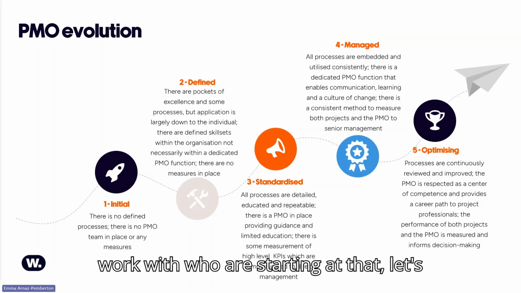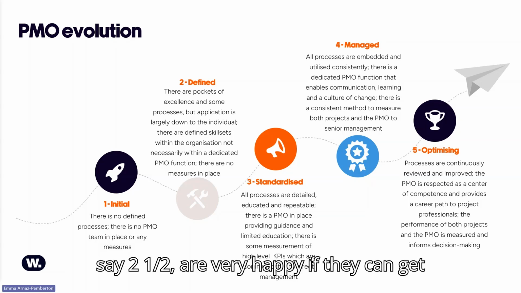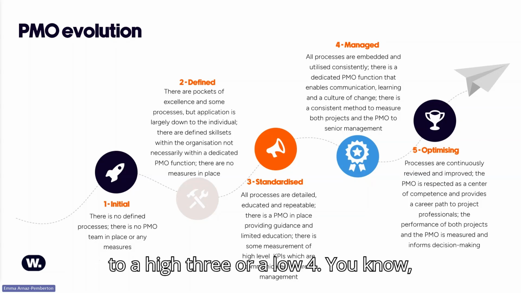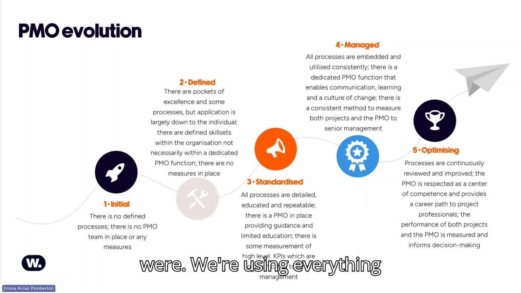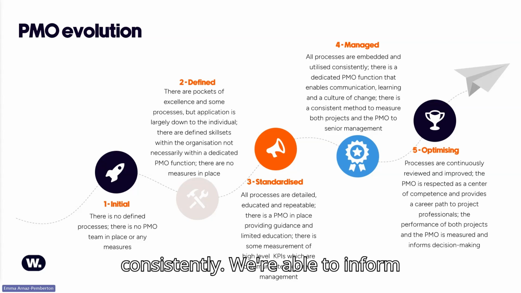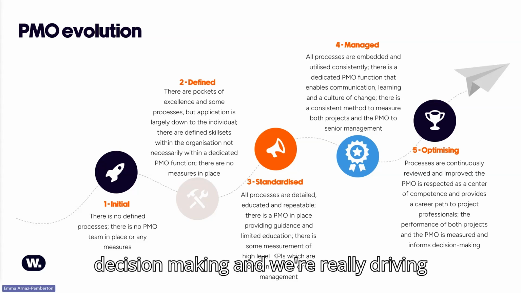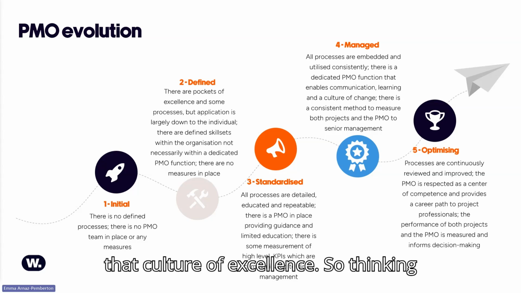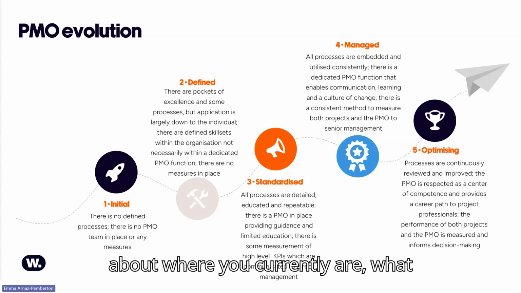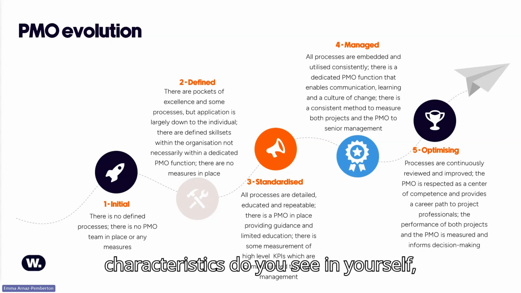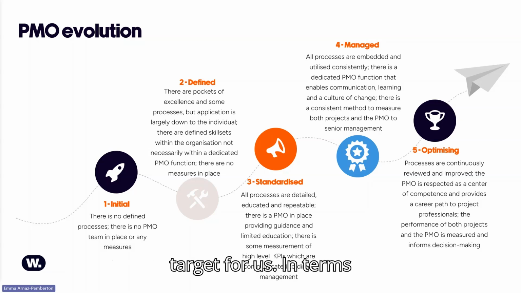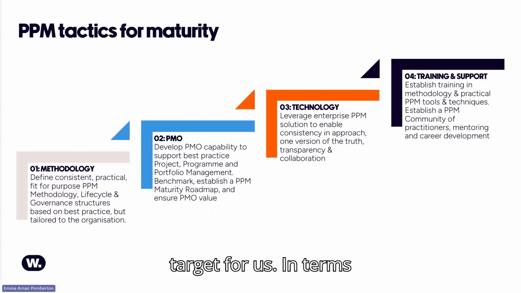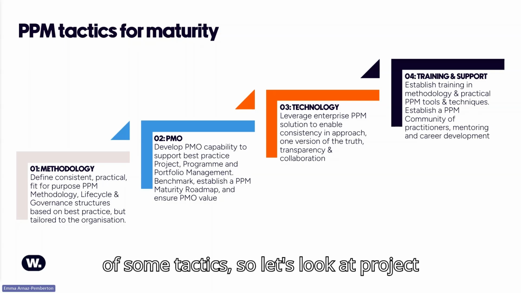5 takes a long time and a significant amount of investment in time and money and effort. Most PMOs that I work with who are starting at that, let's say 2.5, are very happy if they can get to a high 3 or a low 4. You know, we're still 100% better than where we were. We're using everything consistently. We're able to inform decision making, and we're really driving that culture of excellence. So thinking about where you currently are, what characteristics do you see in yourself, and then figuring out what's a realistic target for us.